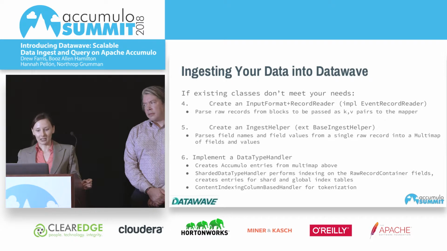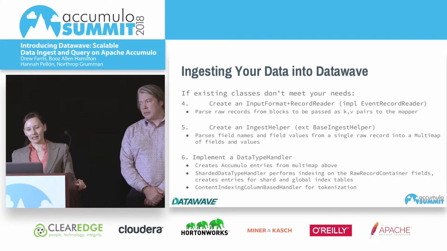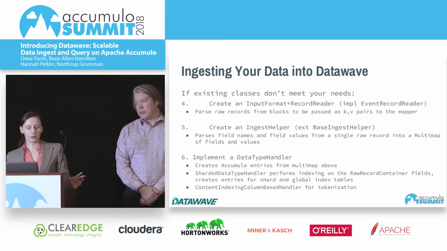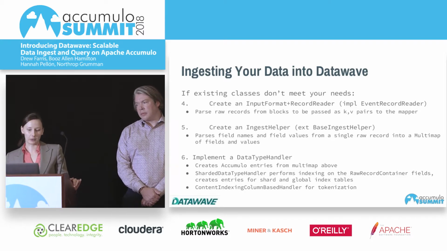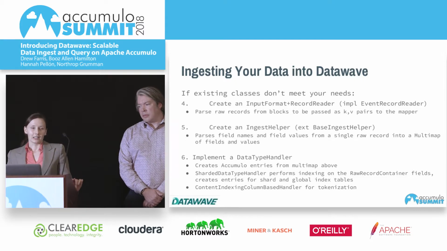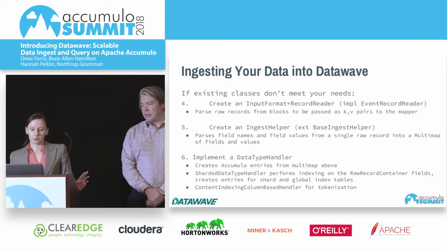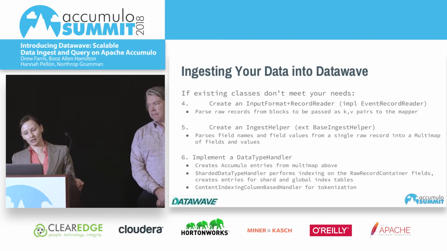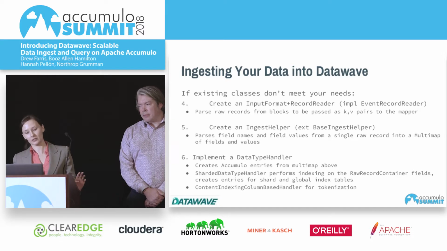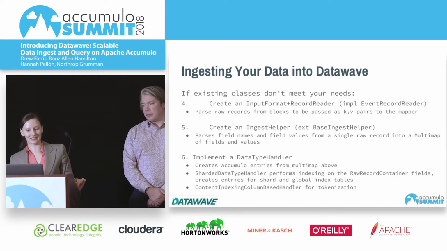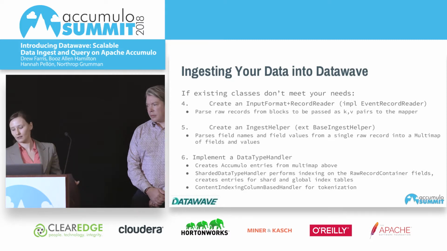You'll need an ingest helper that takes those raw records and extracts those field names and values into a multi-map. And then you'll need a data type handler to use those fields and values to create Accumulo entries. Some key data type handlers to take a look at are the sharded data type handler, which is responsible for performing the indexing and creating entries for the shard and global index tables. There's also the content indexing column-based handler that you can use if you have some fields that need to be tokenized.